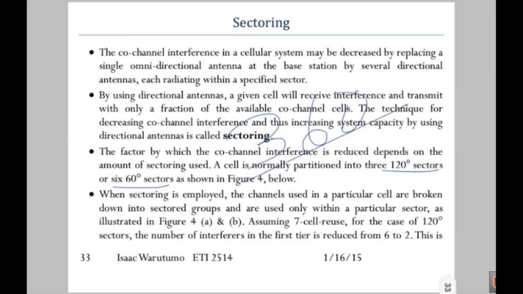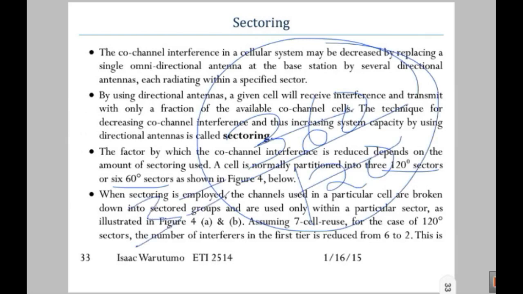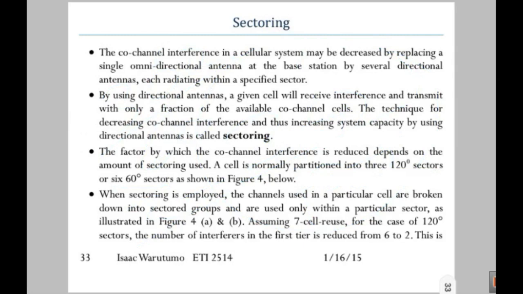So if we are talking about 120, we are splitting that cell into 3. If we are talking about 360 divided by 60, then you are dividing that cell into 6. We have seen that if we are using 60 degree sectors, we would have 6 divisions of a given cell, and for 120 degree sectors we would have 3 cells. When sectoring is employed, the channels used in a particular cell are broken down into sector groups and are used only within a particular sector, as illustrated in figure 4A and 4B.